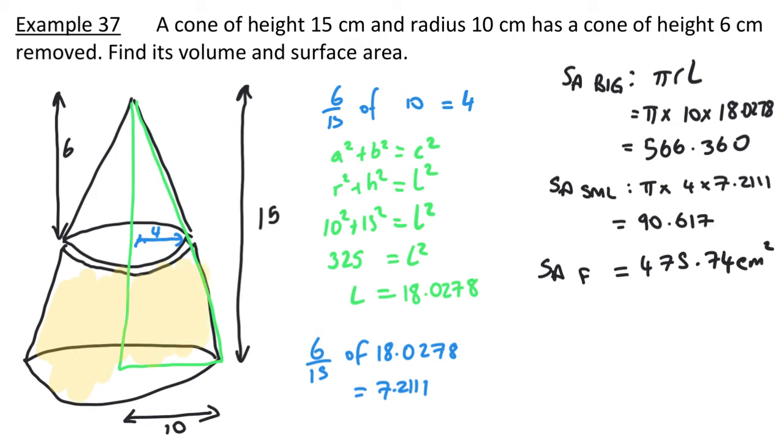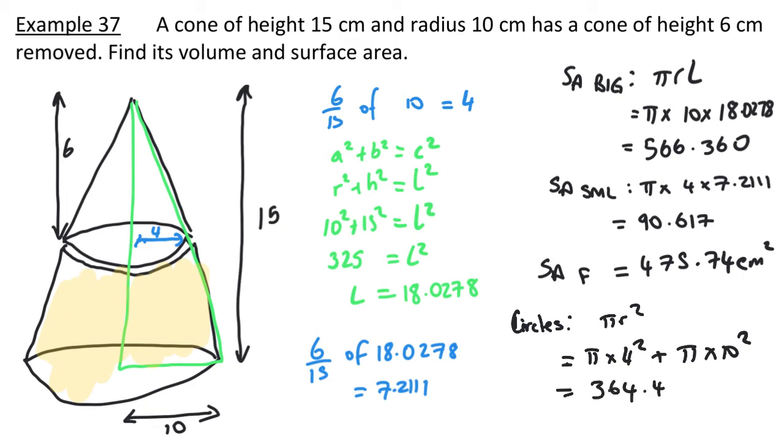What we need to do is we've got a circle on the top and a circle on the bottom. So we need to work out the area of the circles. So they're pi r squared. So that's going to be pi times 4 squared plus pi times 10 squared. And that works out to be 364.42 square centimetres. So the total surface area is 840.2 square centimetres to 1 decimal place.